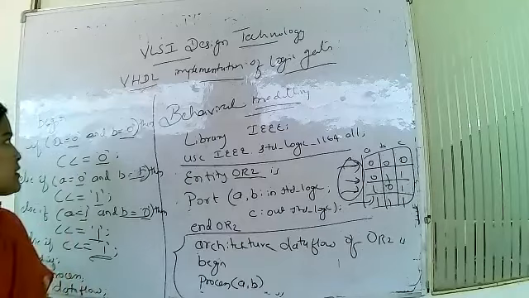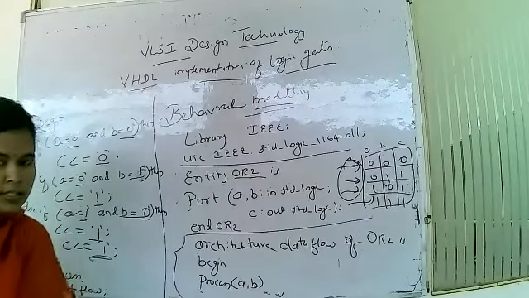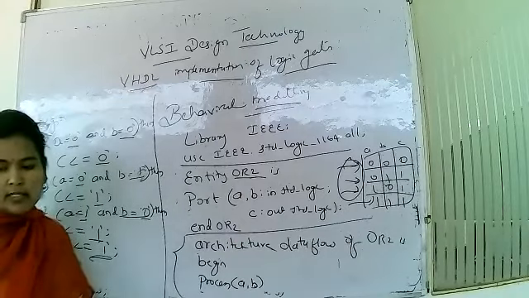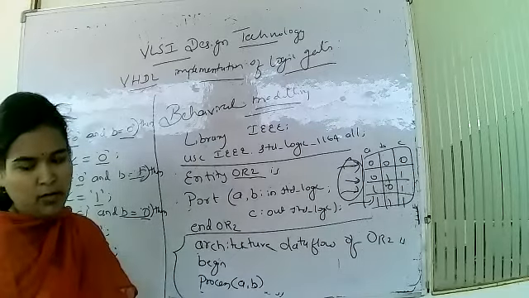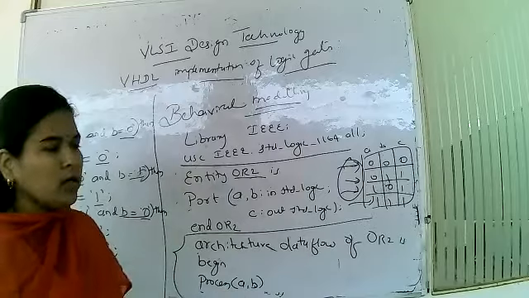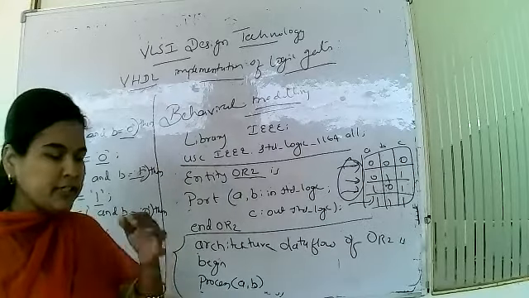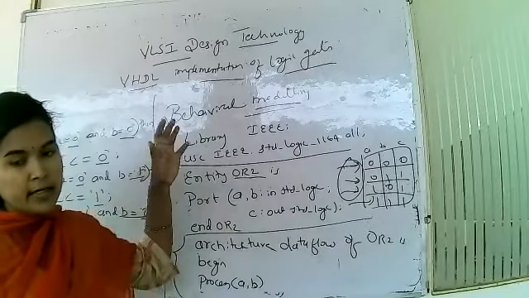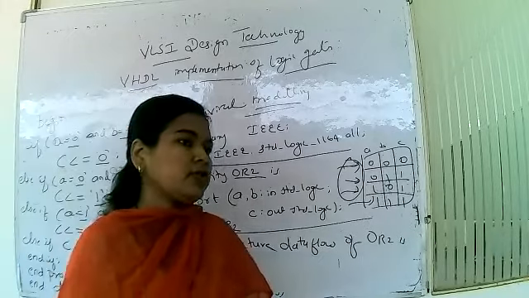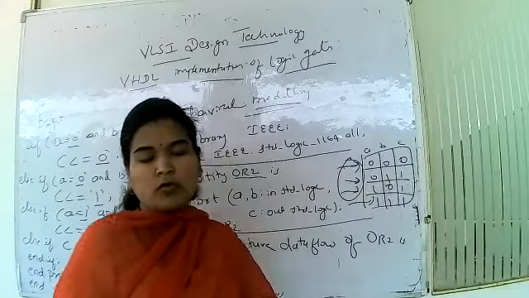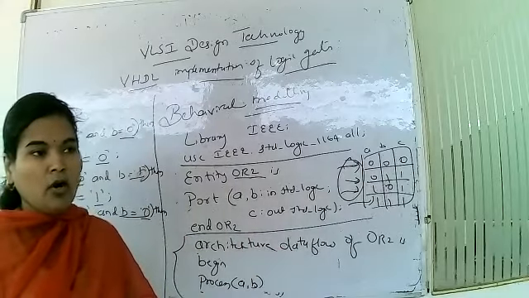So, this completes the VHDL implementation of the logic gates. In the next lecture, we will study the VHDL implementation of the flip-flops. So, these all are what? Sequential circuits. What we have studied now is the VHDL implementation of the sequential circuits. In the next we will go forward.